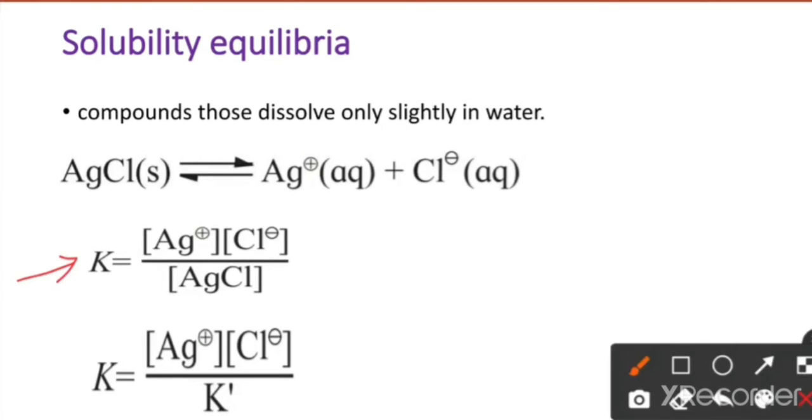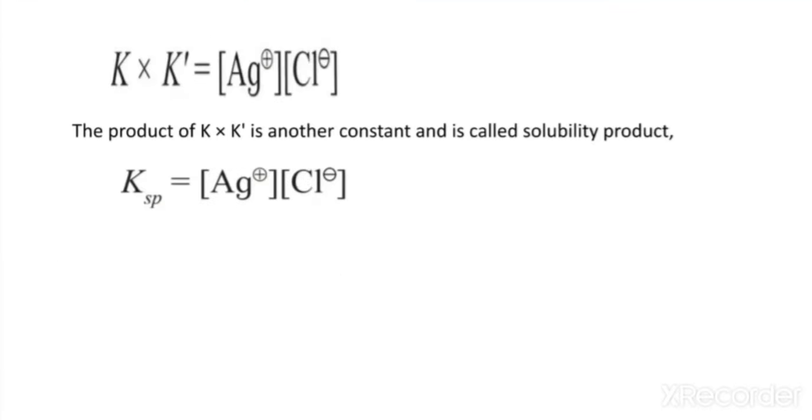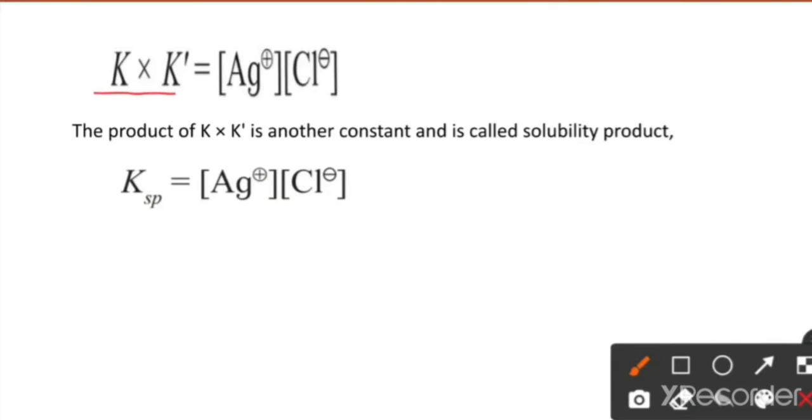Equilibrium constant K is equal to concentration of Ag plus ion into concentration of Cl minus ion divided by concentration of silver chloride. But for sparingly soluble salts, concentration of salt is constant. So the equation becomes K is equal to concentration of Ag plus ion into concentration of Cl minus ion divided by K dash. And the equation becomes K into K dash is equal to concentration of Ag plus ion into concentration of Cl minus ion.